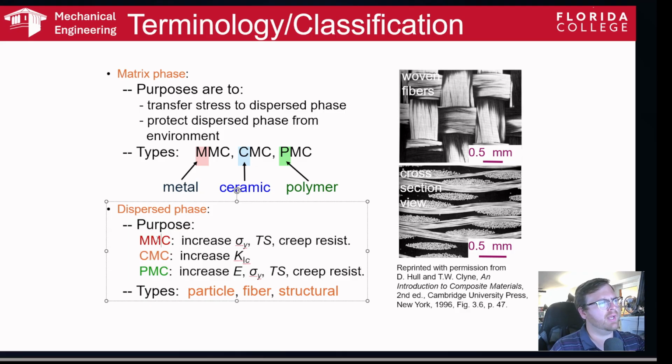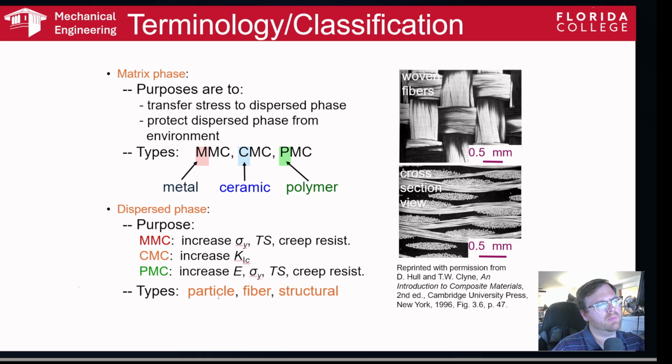I don't think that these should actually be MMC, CMC, and PMC here. Technically, they should say metal dispersion composite, something like that, right? This is kind of confusing the way this is written, but our metals increase our yield stress, tensile stress, and creep resistance. Ceramics increase fracture toughness. And our polymer matrix composites increase our Young's modulus, yield stress, tensile stress, and creep resistance.